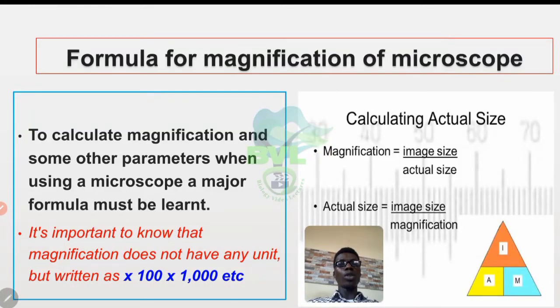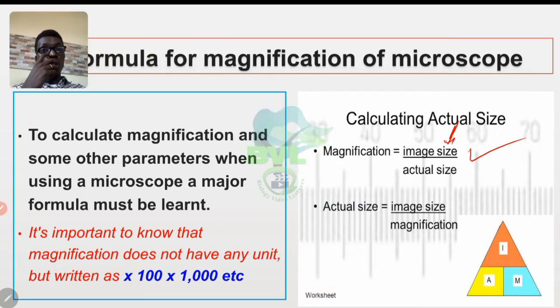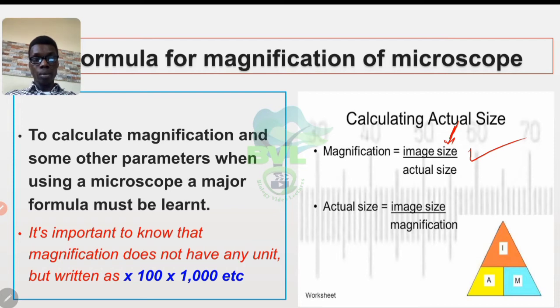So today we'll move on to the formula for magnification of a microscope. How do we calculate magnification really? When using the microscope, you have to know this formula. Magnification equals image size over actual size. The image size is the size of the image when you are looking at the thing, how big it is really. The actual size is the size of the image before you mounted it.